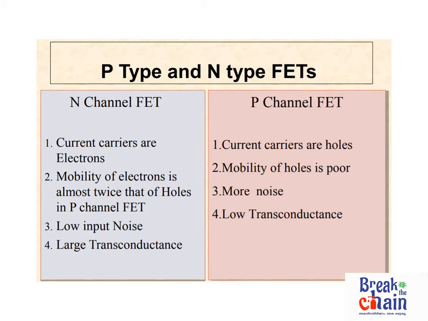P-type and N-type FET. In N-channel FET, current carriers are electrons. In P-channel FET, current carriers are holes. Mobility of electrons is almost twice that of holes. Mobility of holes is very poor in P-channel FET. N-channel has low input noise, here more noise. N-channel has large transconductance, and P-channel FET has low transconductance. So this is the comparison between N-channel FET and P-channel FET.